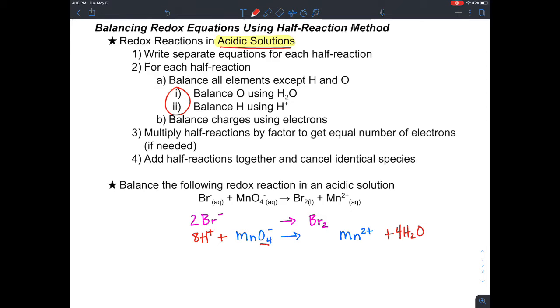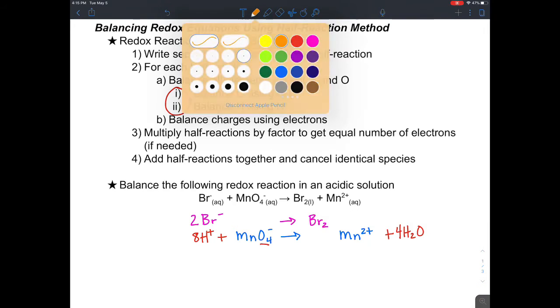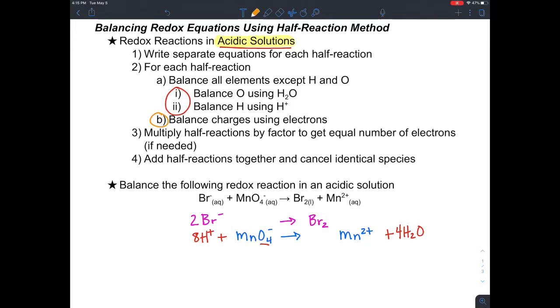Now, we want to balance our charges using electrons. Okay, so here's our next step. Now, this gets a little bit trickier once we've added some of these together, so we'll go back and brush up on some of that. On the top equation with our bromine, we see that we have 2 minus charges on the left-hand side because we have 2 of those bromine ions. So we're going to add 2 electrons to the right-hand side, and that balances those.